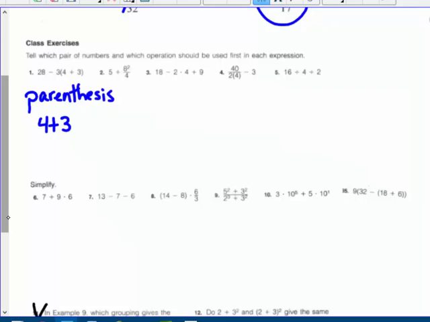In number 2, I have an adding, an exponent, and dividing. So I'm going to do this exponent first, the 8 squared, then divide by 4. I'm going to do the exponent. That's the operation that I'm going to do first, and then the division. In number 3, I have subtract, multiply, and add. Well, the pair of numbers is 2 times 4, and I'm going to multiply first.